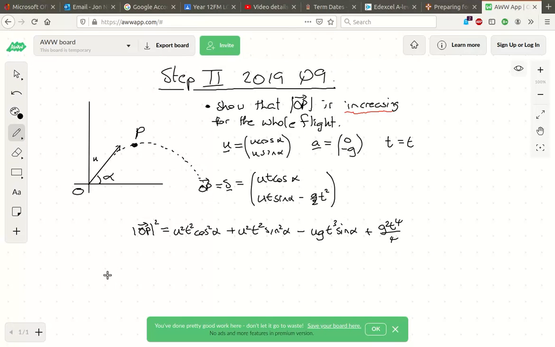Now, what are we going to do with that? Well, if it's increasing, I think the best way of doing this is to note that OP is increasing provided the square of OP is increasing.